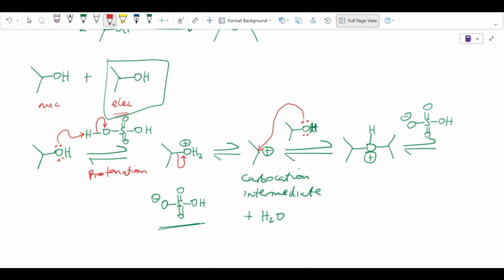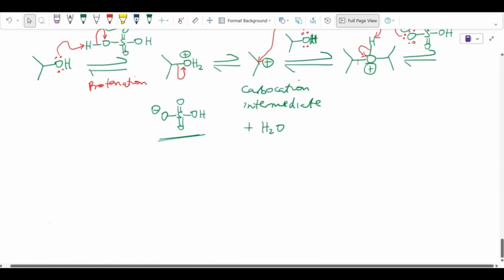Again, we always draw the curved arrow from the electron source. The electron source is the lone pairs on this oxygen. This oxygen has 3 lone pairs. So we draw the curved arrow from one of the lone pairs on the oxygen towards this electron deficient proton. The bond between hydrogen and oxygen will break, and the excess electron goes on to the oxygen to neutralize the positive charge on that oxygen.